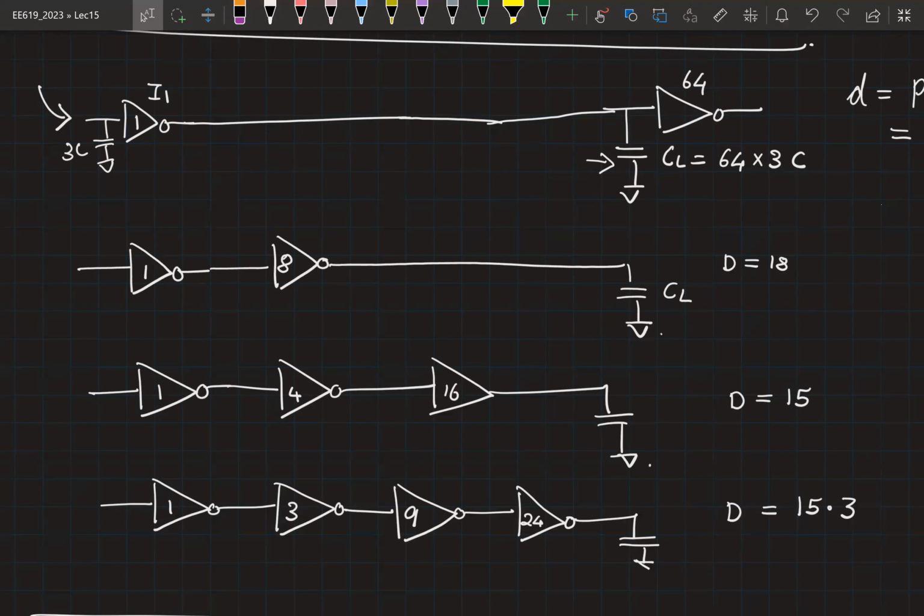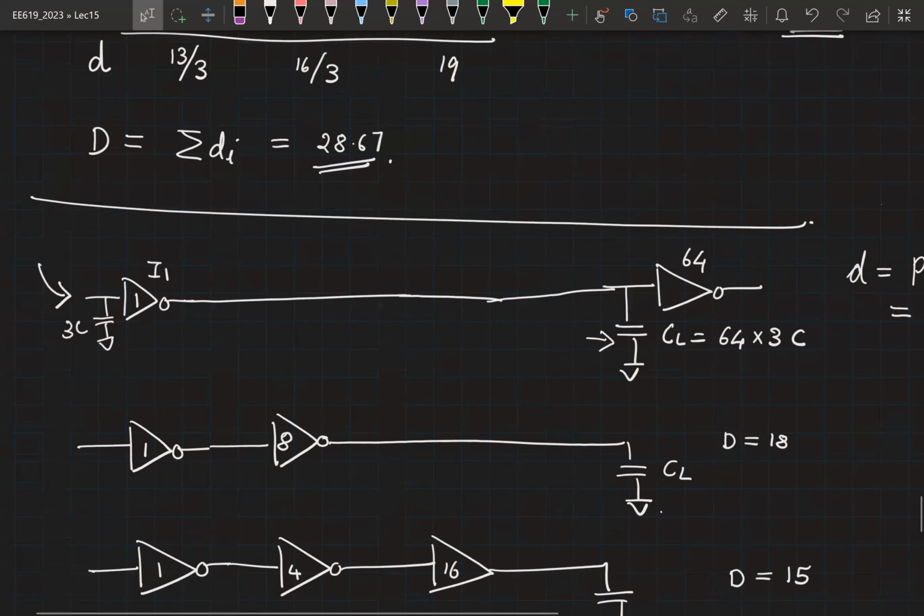So there are actually two things we can optimize, right? One is the number of stages that you want to include. And two, given a number of stages, how do you want to size each inverter? So we will tackle these problems one at a time. First, we'll figure out what to do when the number of stages is fixed and you want to size them. Then we'll see what is the optimal number of stages you need to drive a particular load.